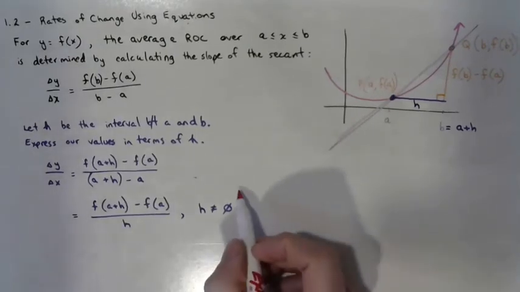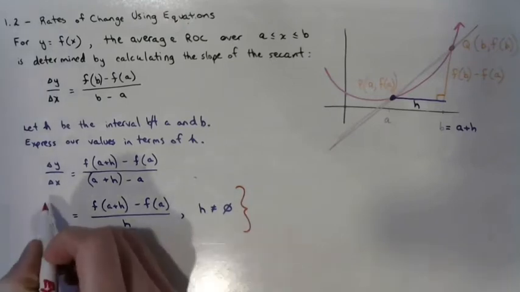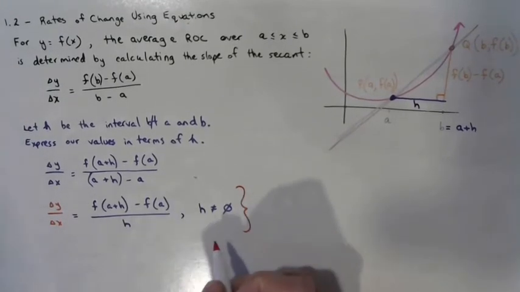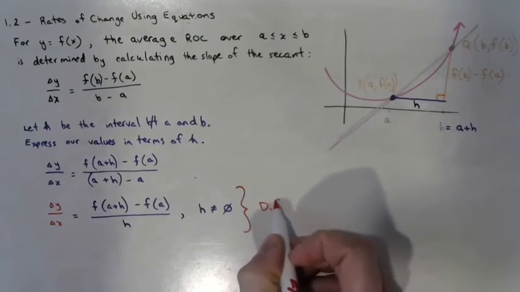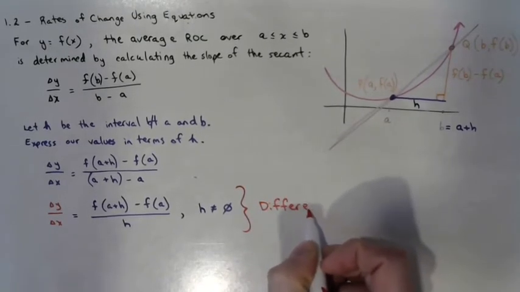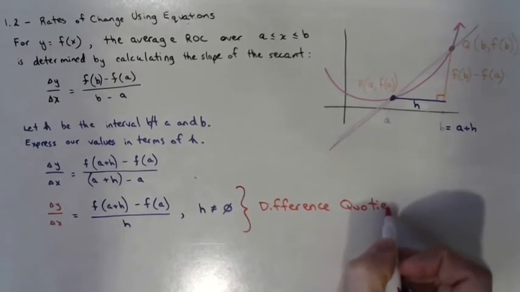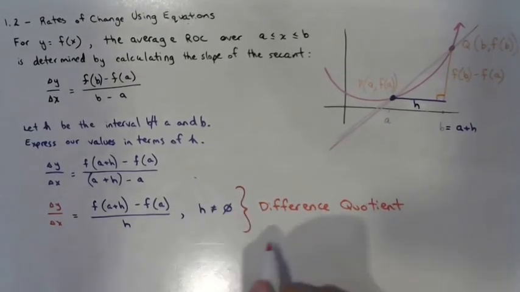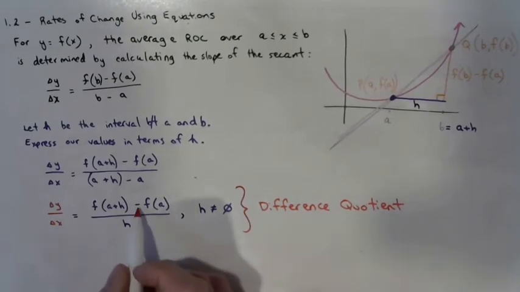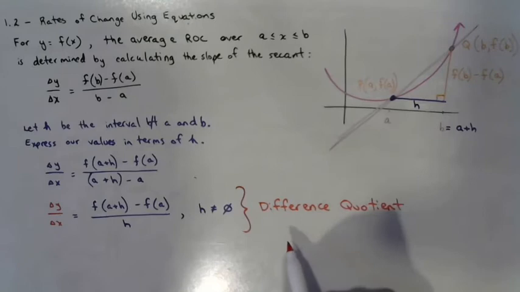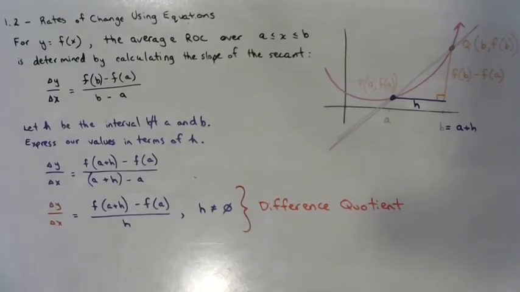And this little equation right here, with change in y over change in x, is called the difference quotient. Okay, it's a quotient because it deals with division. It is a difference because it deals with the differences in the values and in the interval between a and b. This is a difference quotient.